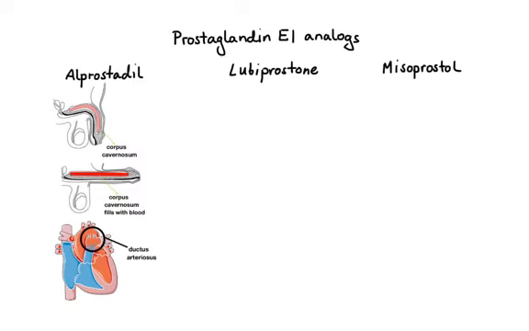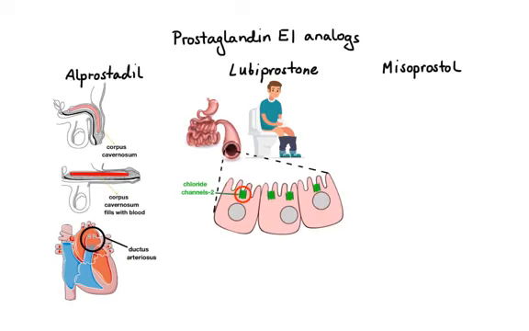Now let's move on to the next prostaglandin E1 analog, that is lubiprostone. So lubiprostone is used in the treatment of chronic constipation. It works by activating type 2 chloride channels in epithelial cells lining the intestine. By stimulating these channels, lubiprostone promotes secretion of chloride, followed by passive secretion of sodium and water, which increase the liquidity of the intestinal contents. This secretion also stimulates intestinal smooth muscle contractions, which facilitate the passage of stool.